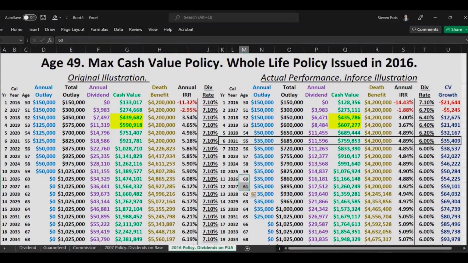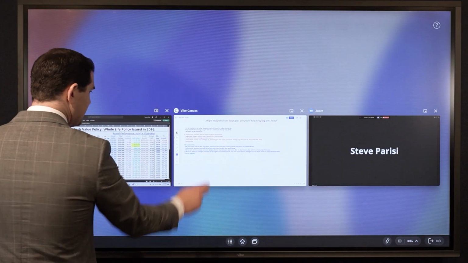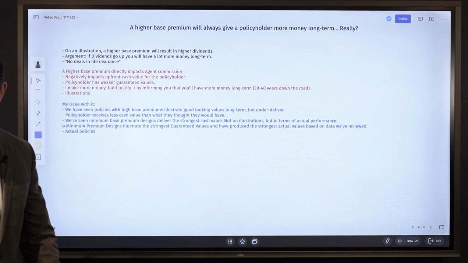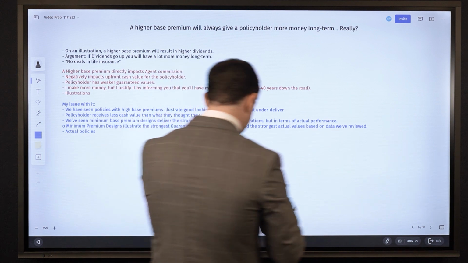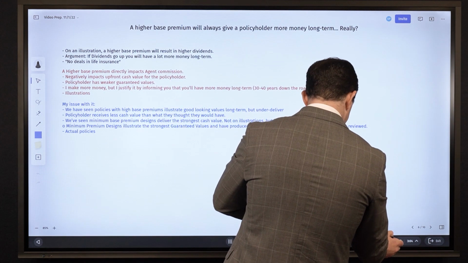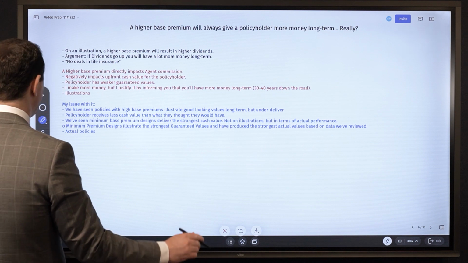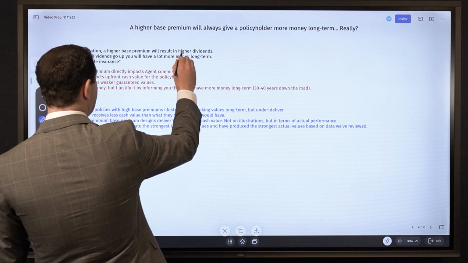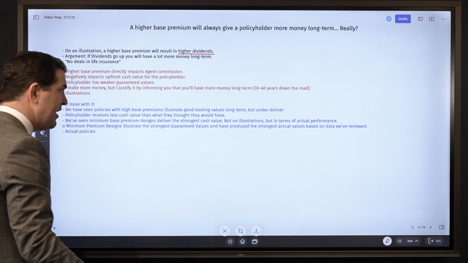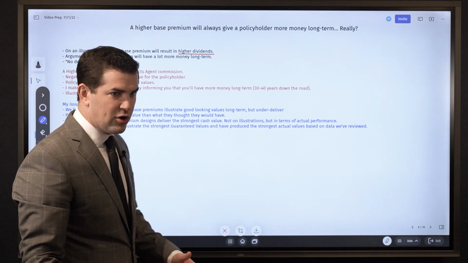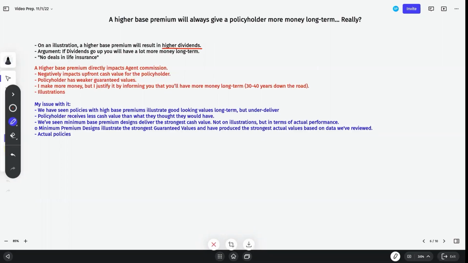All right, so we had a decent amount of information there. To summarize everything, we covered a lot regarding the different points. Here's really how I view it, as far as the argument being that a higher base premium will result in more money long-term because of the higher dividends, how I view it, and then I'll talk about how to get it right. So my view is this.